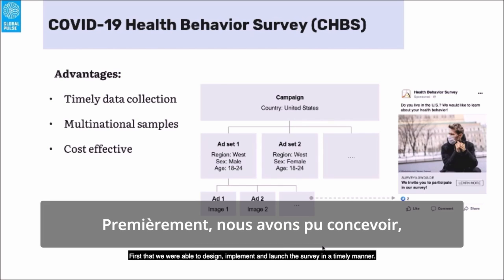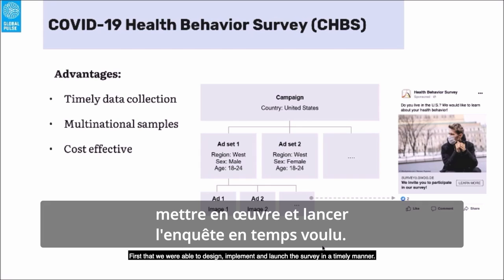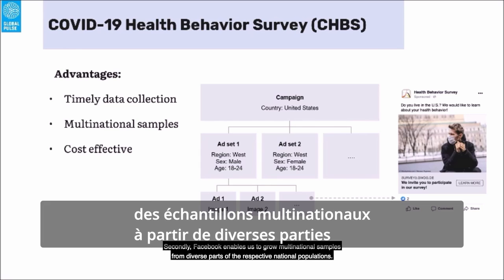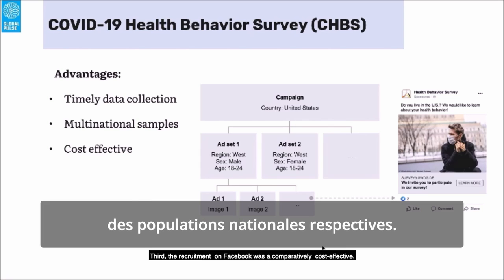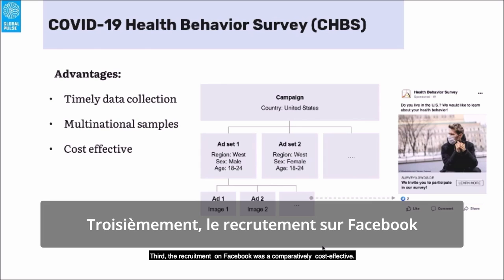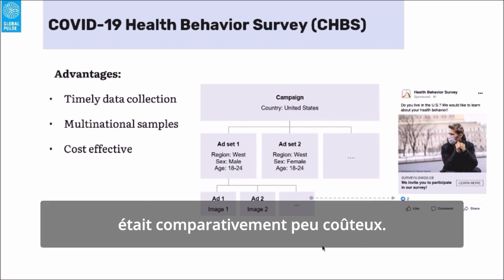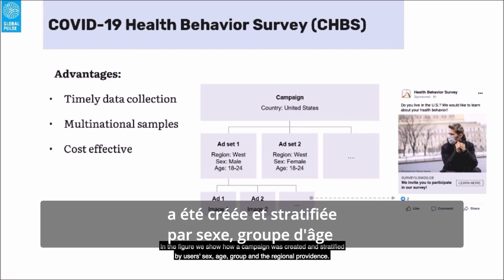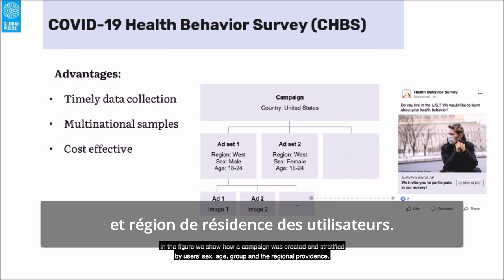We thought of three main advantages of running this type of survey on Facebook. First, we were able to design, implement, and launch the survey in a timely manner. Secondly, Facebook enables us to draw multinational samples from diverse parts of the respective national populations. Third, the recruitment on Facebook was comparatively cost-effective. In the figure, we show how a campaign was created and stratified by user sex, age group, and the region of residence.